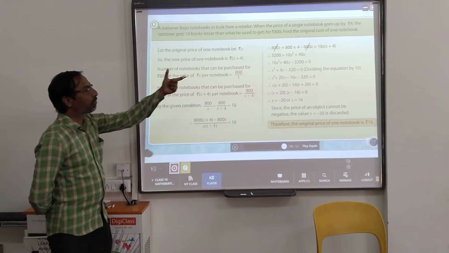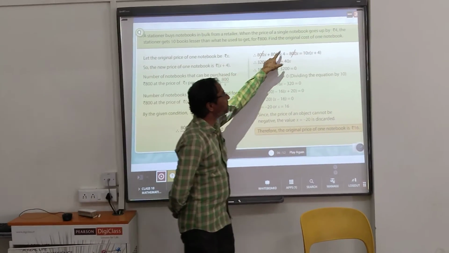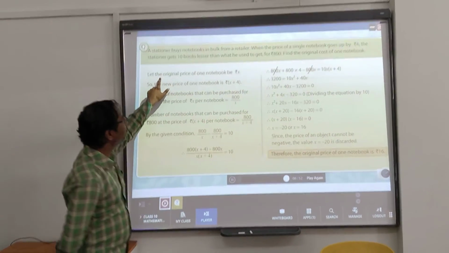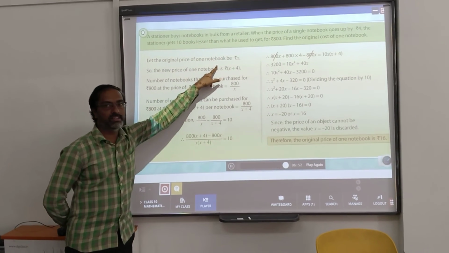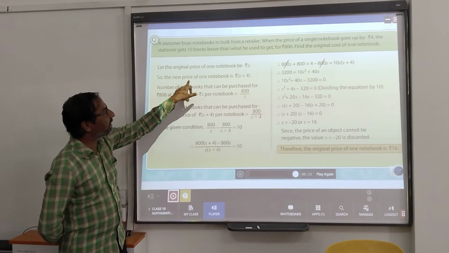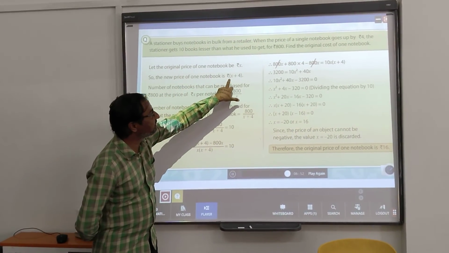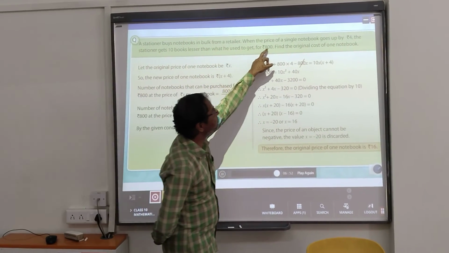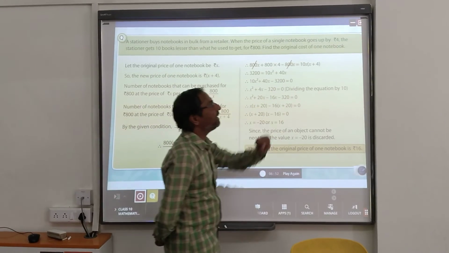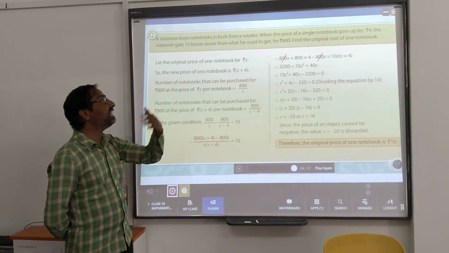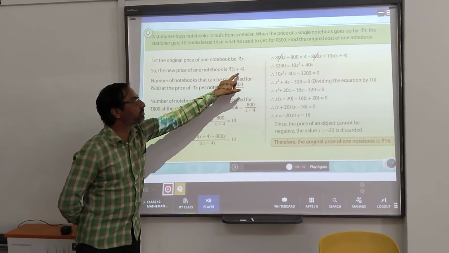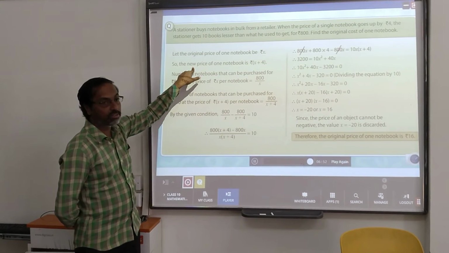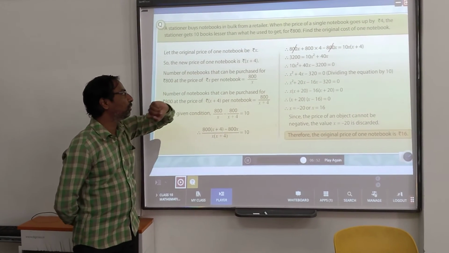So therefore, our main aim is to find the original cost of the notebook, and we have taken it as x. Next, the new price of the notebook is taken as x plus 4 because of the condition. When the price of a single notebook goes up by rupees 4, it means it is increased by rupees 4, that is x plus 4. So it is the new price of the notebook.